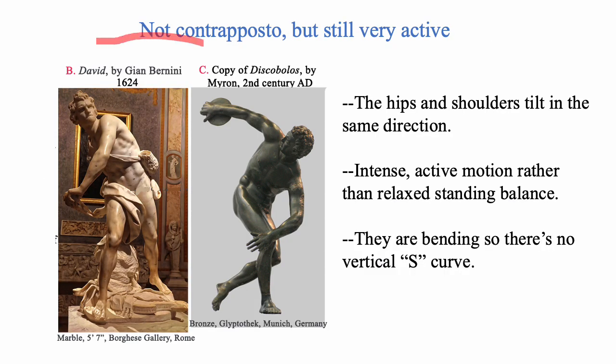These are not contrapposto motions, and why is that? First of all, the hips and shoulders tilt in the same direction. These shoulders go this way and the hips go this way. Similarly, these tilt in the same direction. In both cases, they're active, intense motion rather than the relaxed standing balance that we get with contrapposto. And they're bending, so there's no vertical S-curve.